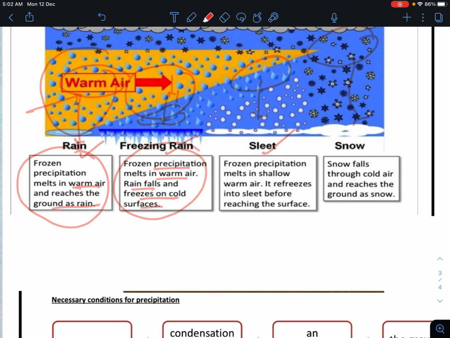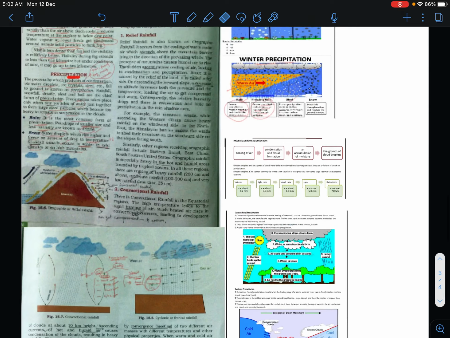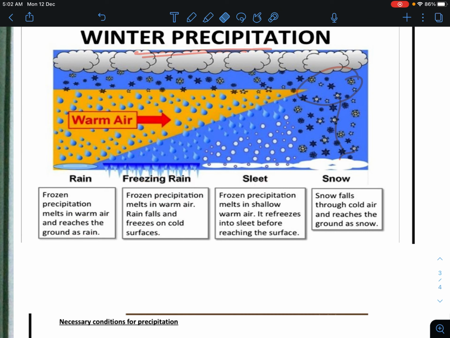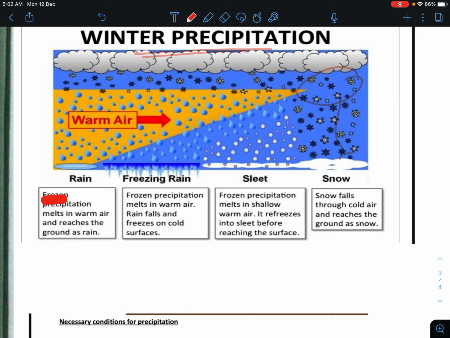Okay, remember, I think this slide is very interesting. Okay, suppose this is the warm air. Once again, go through the slide. This warm air is going to enter here, and the product of condensation has already happened. So suppose this warm air enters this side, then what is going to happen? Here is a frozen precipitation. In this condition the frozen precipitation is going to melt in the warm air and reach the ground as rain.